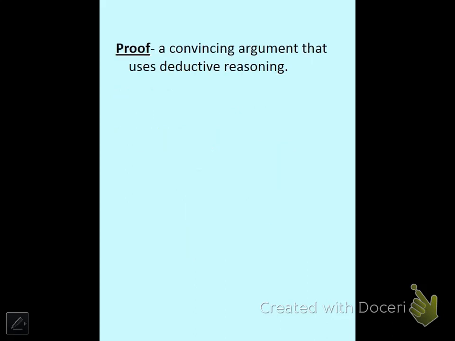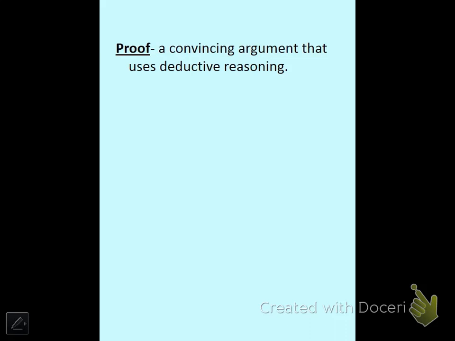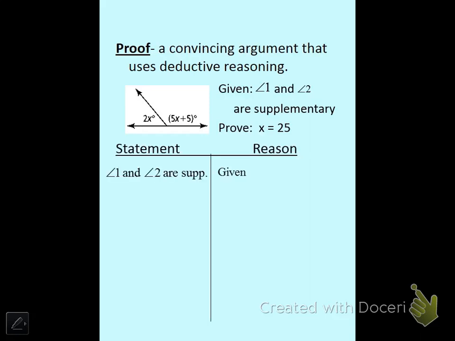A proof: a convincing argument that uses deductive reasoning. So we're going to be using these rules that we just learned, those properties, to prove that something is right. Okay, so if I'm giving you these two angles, and I'm telling you angle 1 and angle 2 are supplementary, and I want to prove that x equals 25. So I'm going to make my t-chart.